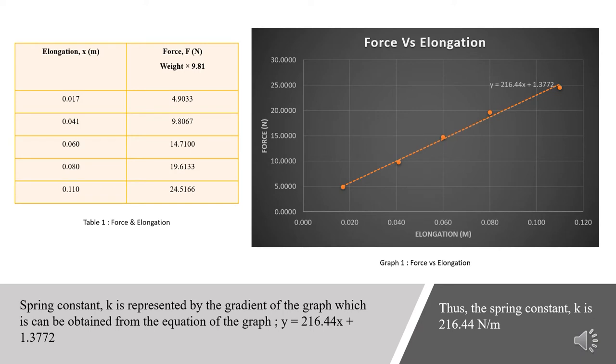After we collected the data for the experiment, we need to calculate the elongation of the spring and the force. How to get the elongation of the spring? To get the elongation of the spring, we need to subtract the original length of the spring from the length of the spring with load. To find the force, we need to multiply the weight of the load by 9.81.